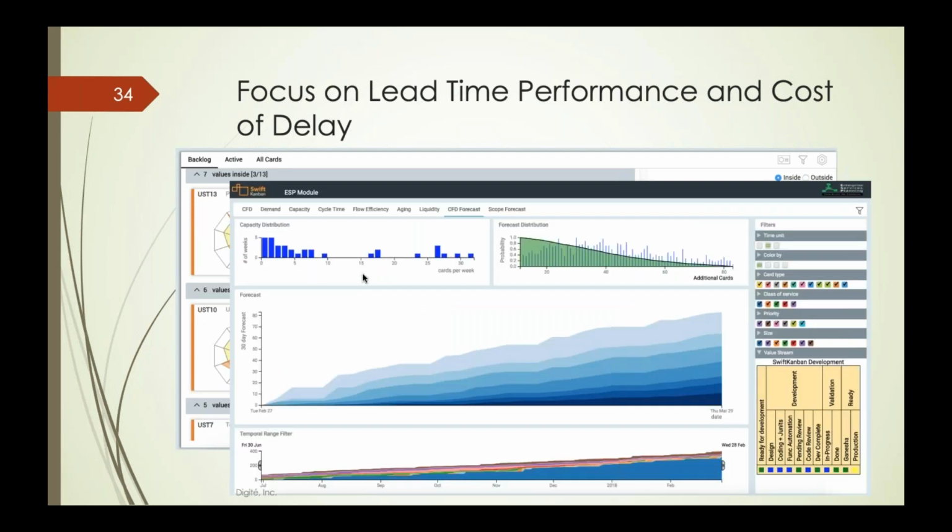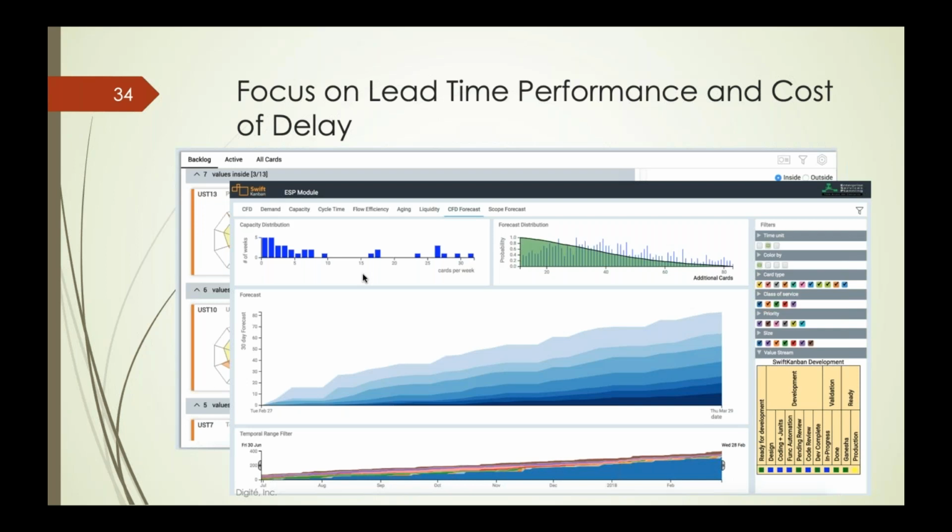So the ability for the Kanban system to enable you to do this data is really what makes Kanban so much more attractive, because it focuses on these two performance parameters, that is lead time for delivery and the cost of delay. And here what I'm showing you is a few screenshots of how we capture this data ourselves in terms of our own work with building Swift Kanban product. But it also is showcasing the Swift ESP product, which then allows you to do that kind of modeling.